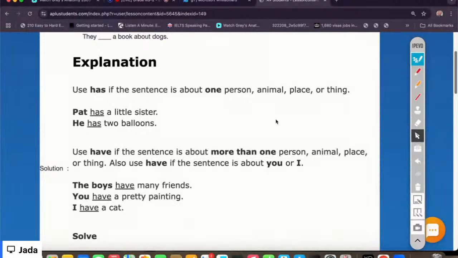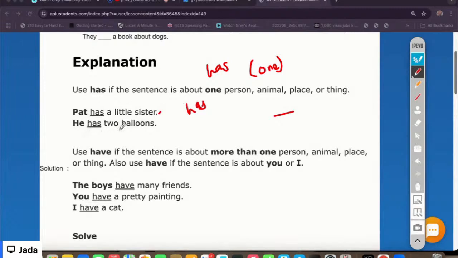Alright, so since we have no questions, we will start. So you use has if the sentence is about one person. Okay, so if the sentence is about one person, animal, place, or thing, that is when you would use what? Has. Pat has a little sister, has. He has two balloons. So if the sentence is referring to one person, animal, place, or thing, you would use has.